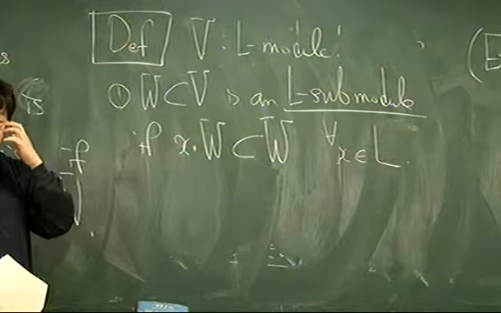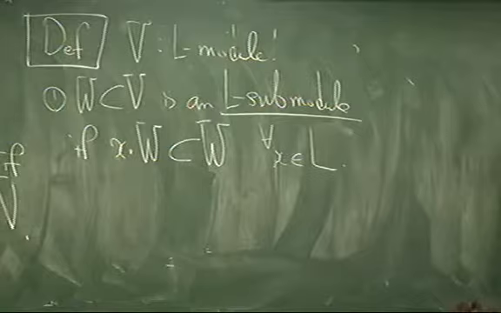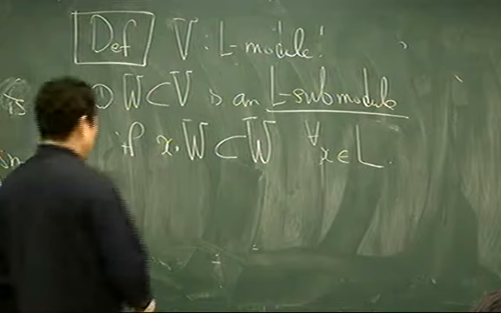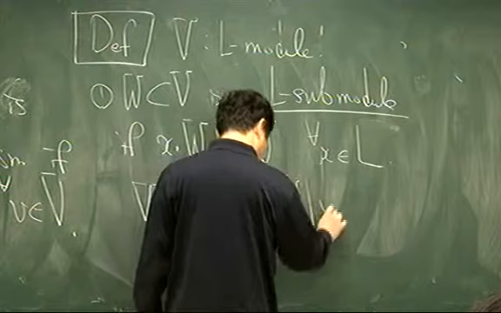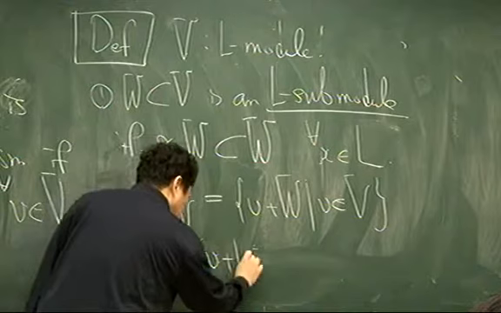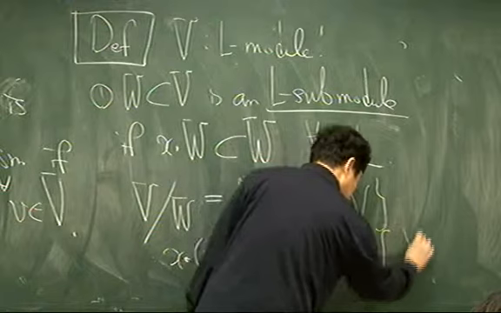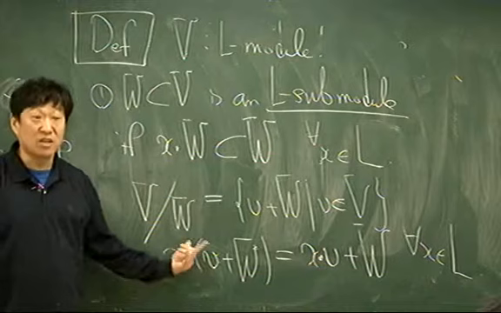Now, once we have a submodule, then we can define the notion of quotient module. In this case, consider the space of left cosets. Then this quotient space becomes an L-module by the natural action. And the point is that this action is well defined because W is a submodule.